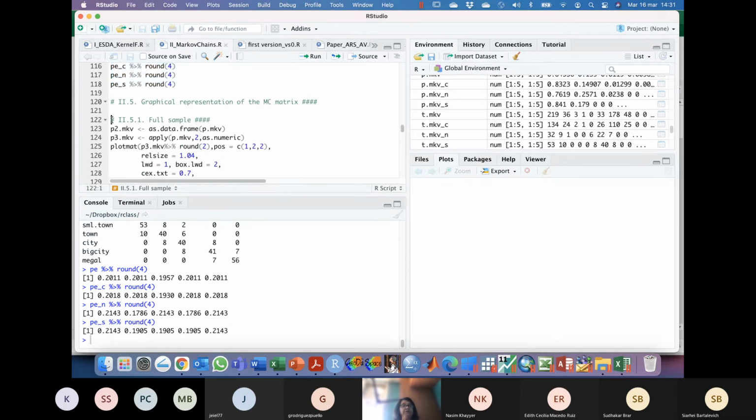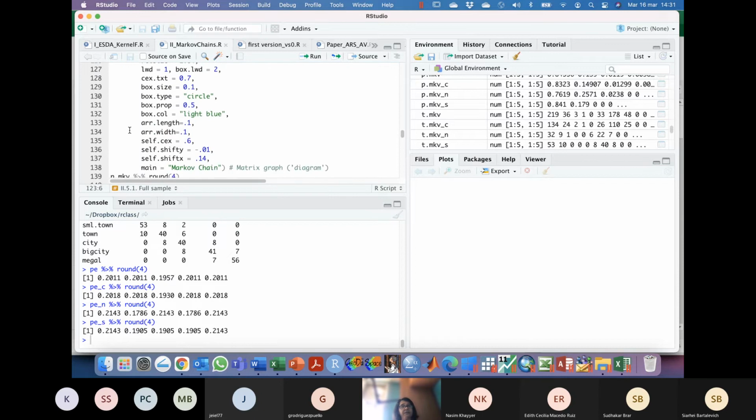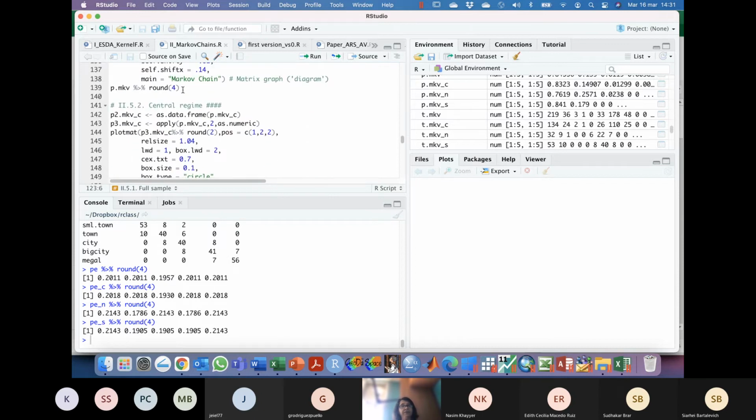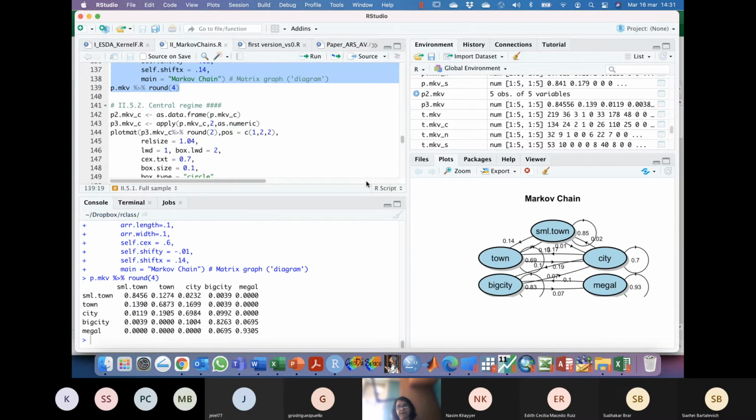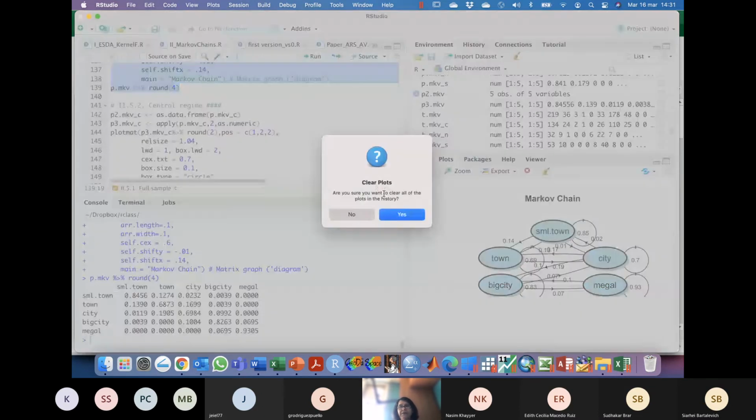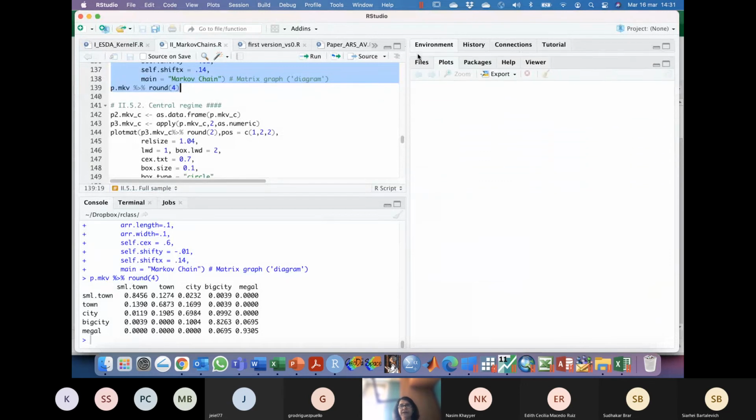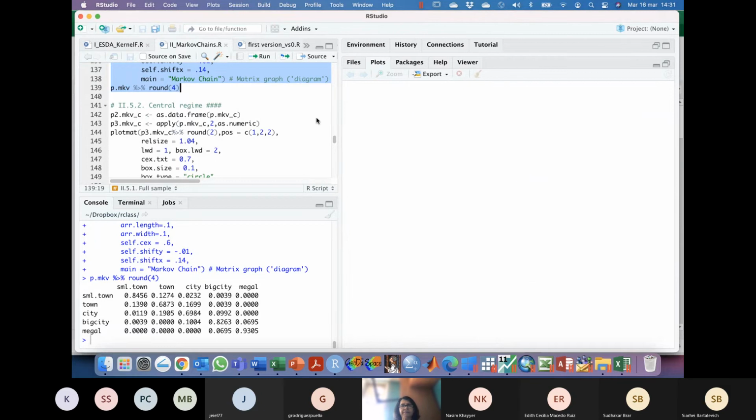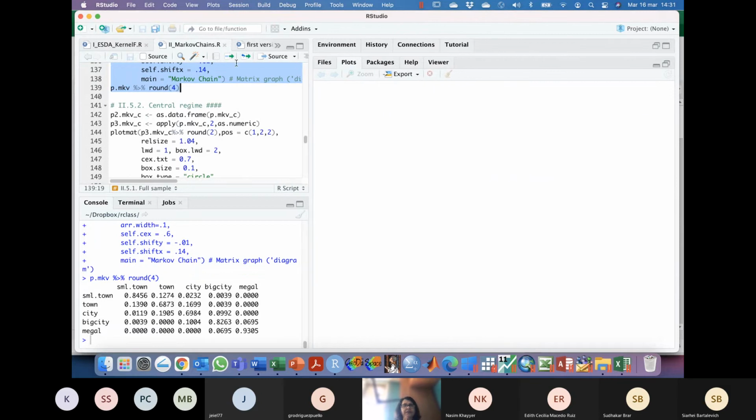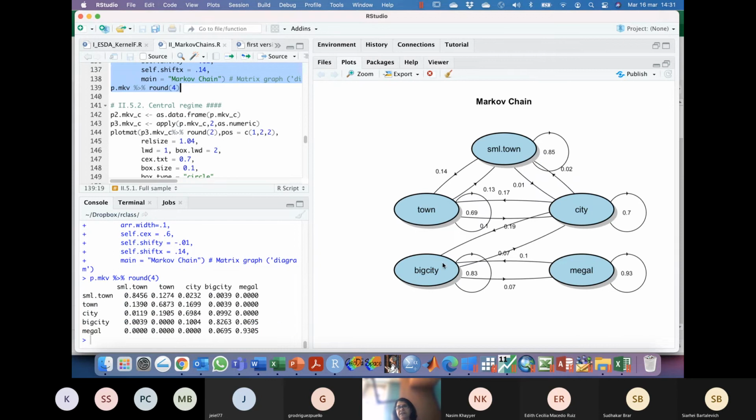And what about a graphical representation? It is interesting because we can get a graphical representation. I recommend you open as many of these windows as possible in order to get better charts. It's a way of representing the Markov chains.